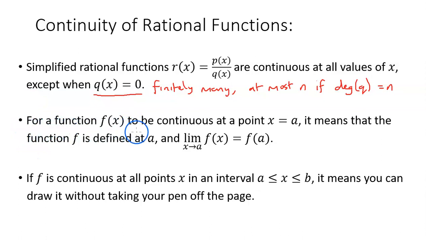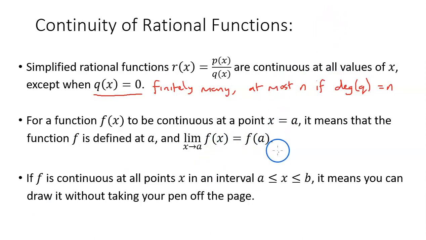For a function f of x to be continuous at a point x equals a, it means that the function f is defined at a, first of all, and that not only does this limit exist, the limit as x tends towards a of f of x, but we need to have the limit as x tends towards a of f of x equal to f of a.